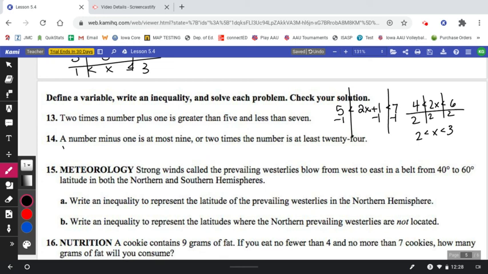A number minus 1 is at most 9, or 2 times the number is at least 24. So add 1 to get 10, divide by 2 to get 12.